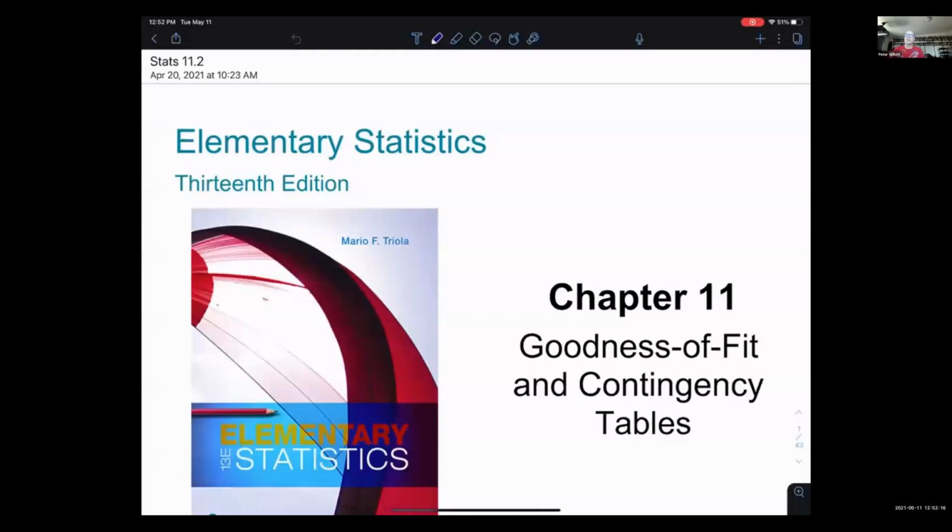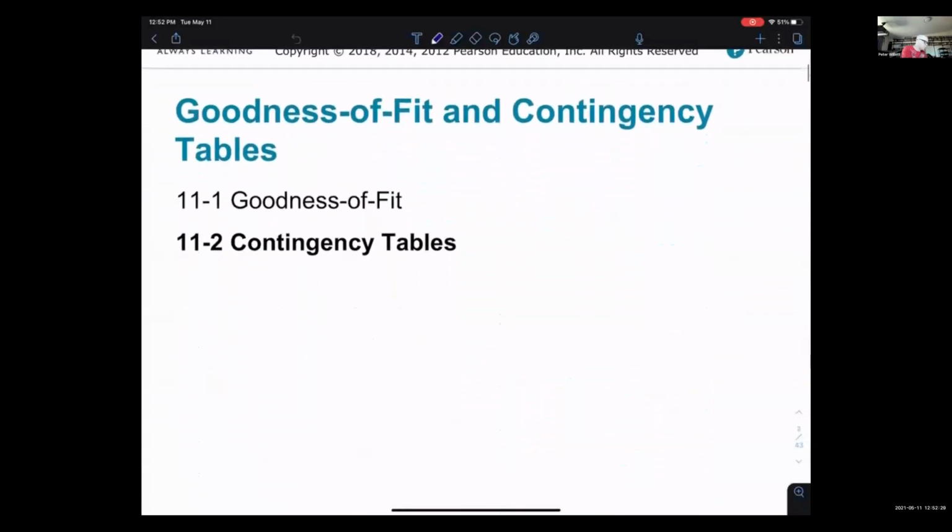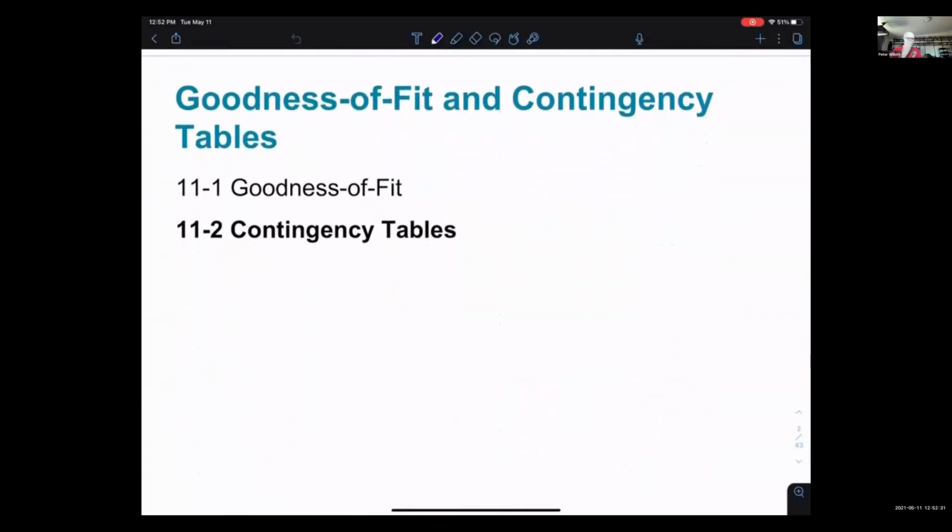So now we have the pleasure of looking at our final new section of material for the semester. We're in chapter 11, Goodness of Fit and Contingency Tables. There are two sections in this chapter. Section 1, Goodness of Fit, we discussed last time. And in section 2, our final section for the chapter and for the semester, we're going to look at contingency tables.